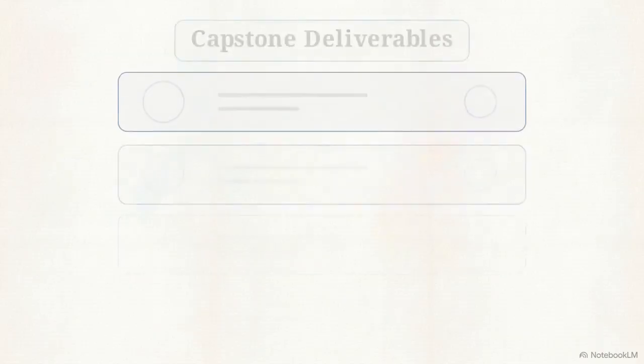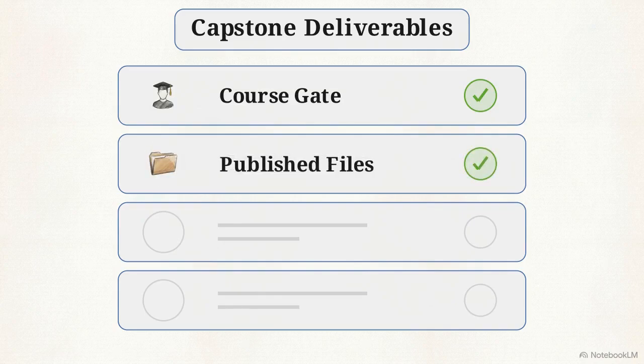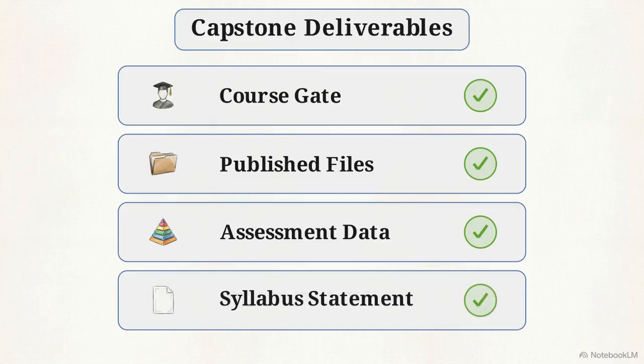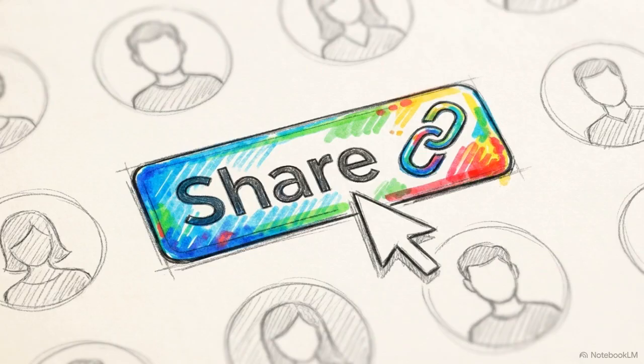You have now completed all capstone deliverables. Your course gate is configured, your files are successfully published, you have verified the resulting student data, and your syllabus statement is drafted. If you need to distribute this finalized course to co-teachers or a departmental library, one click of the Share button on your dashboard instantly transfers the live build to your colleagues.